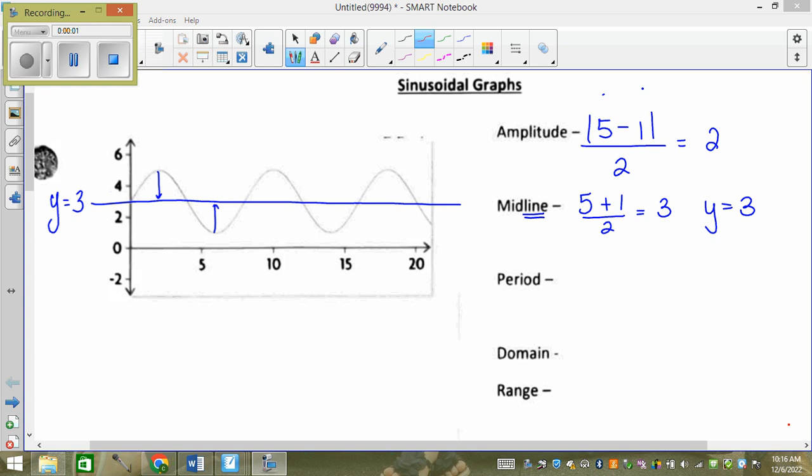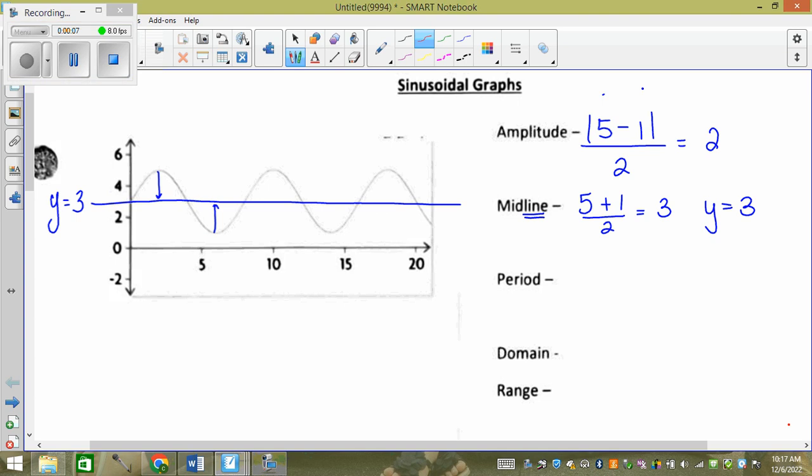Good talk. So we did the amplitude, and we did the midline. The period, you can start at the y. I pressed the red. You can start at the y, and you go past the max, past the min, back to that same height. And where does it happen? At 8. You guys have lines. Mine just decided to get rid of them. So the period is 8.